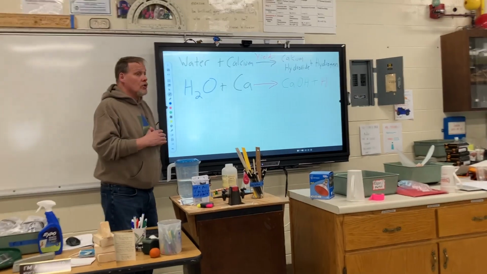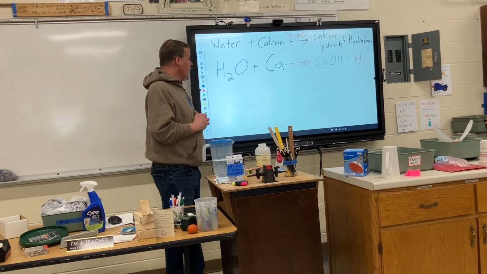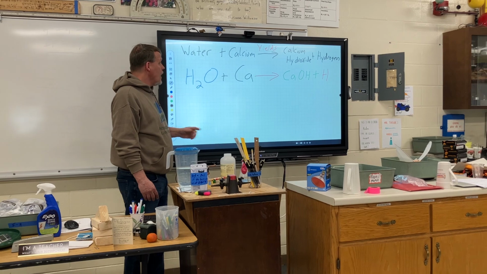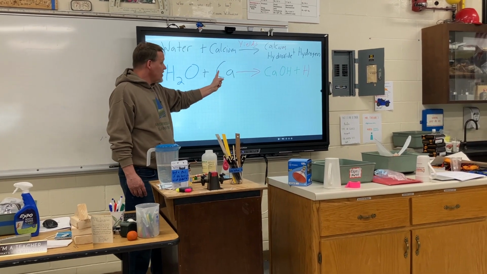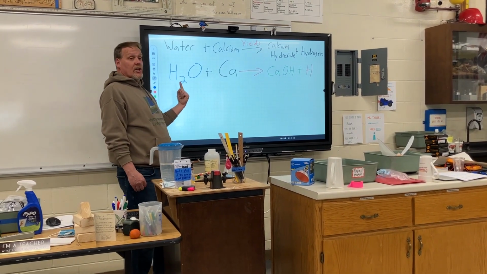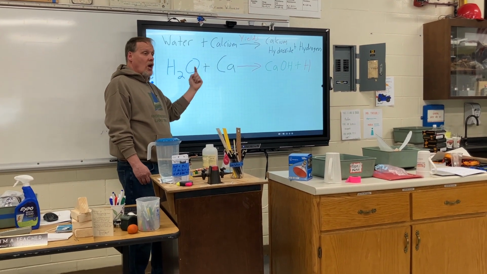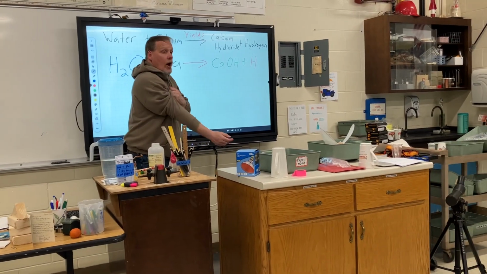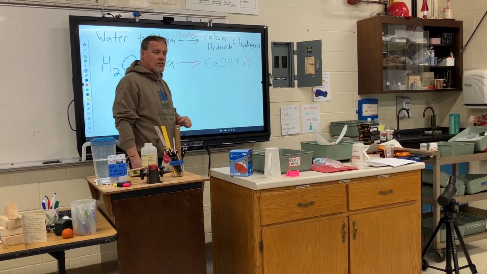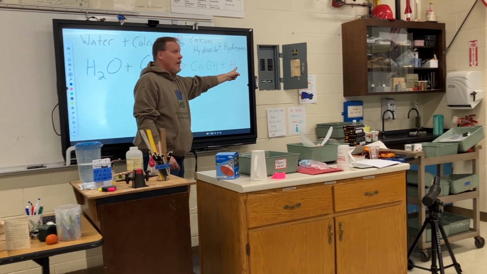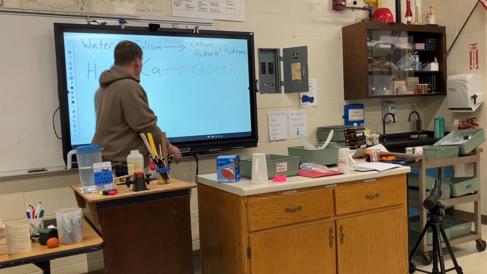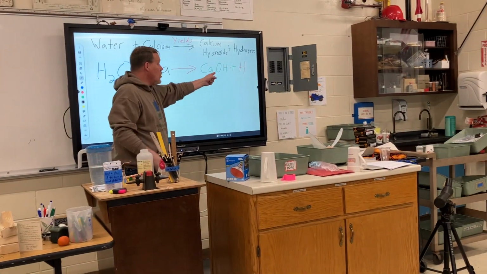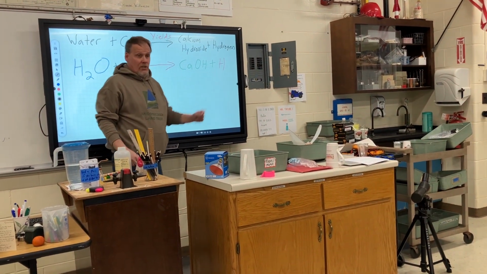Now, if we look at this in terms of formulas, which we've been talking about in class today, water is H2O. That's a formula for water. Calcium is an element, Ca. Notice that water is a compound, H2O, hydrogen and oxygen, and they're bonded together. And then over here we have another compound, CaOH, calcium hydroxide, and we have another element, hydrogen. So we're taking a compound, reacting it with an element to make a new compound and a new element from the chemical reaction.